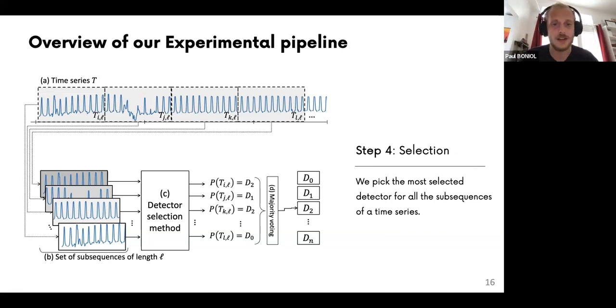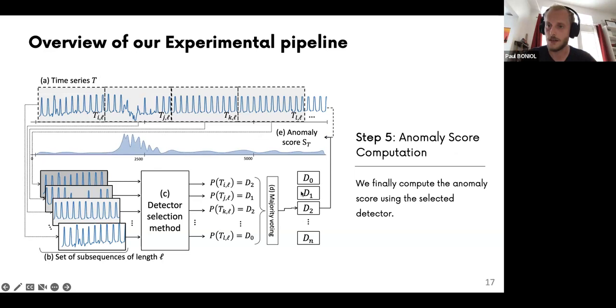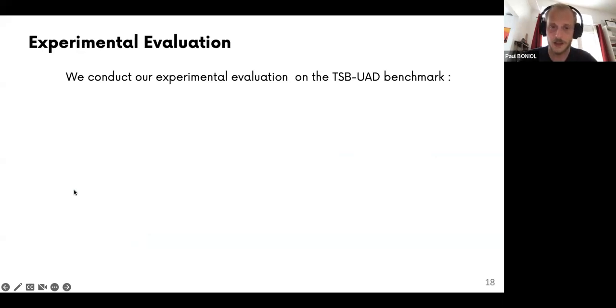So then we can compute a probability, and predict which detector is working the best for each of these subsequences, but then we need to get only one detector for the entire time series. In order to do that, we will do a majority voting to get the one that has been the most selected, and run this detector on the input time series and get the anomaly score. So this is the entire pipeline. And what we will evaluate here are the time series classification methods in the box here, and also the importance of the window length.